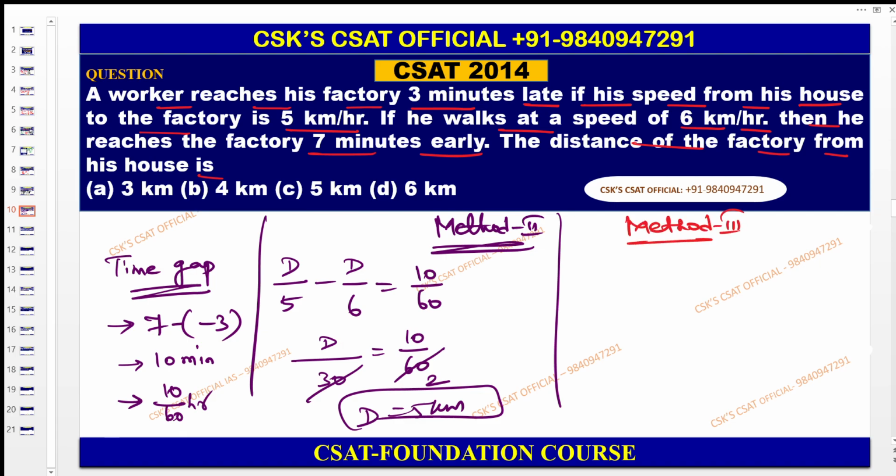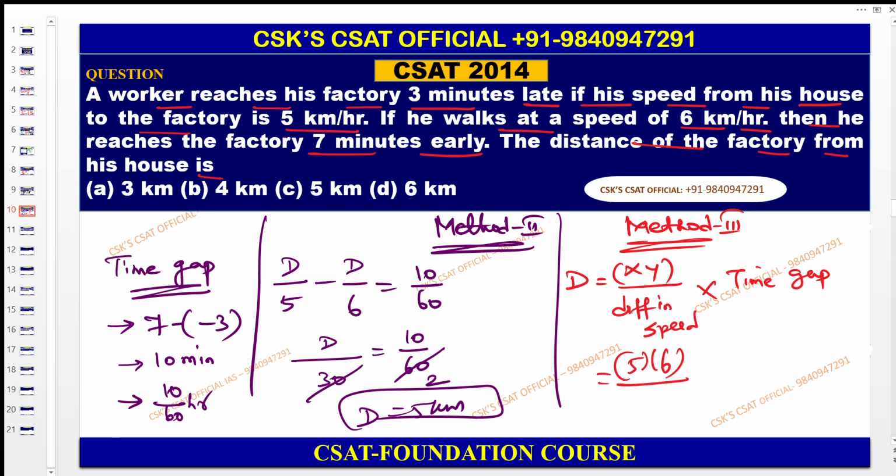Method 3. In order to find the required distance, you need to multiply the product of their speeds divided by the difference in speed, into the time gap. This one also you can use. The product of the speeds is nothing but 5 into 6. The difference between the speeds, 6 minus 5, becomes 1. 5 minus 6 is also okay, but speed is non-negative.